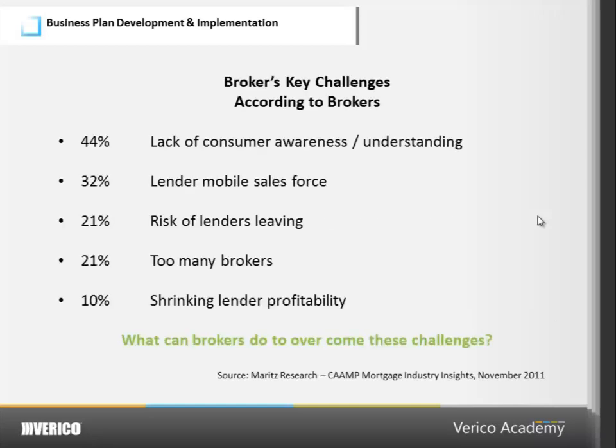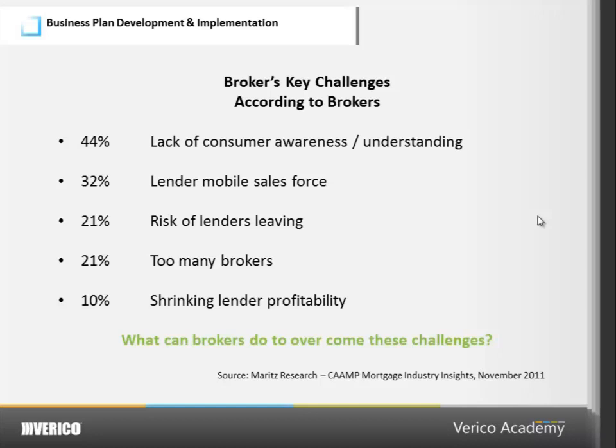This is what you said about the key challenges that you face. 44% said lack of consumer awareness and understanding. That speaks to the previous slide as well. We need to increase the awareness. So anything that you can do on your part should be part of your strategy going forward. 32% said the lender mobile sales force. So that would be the mobile sales force for the Royal Bank, the Bank of Montreal.